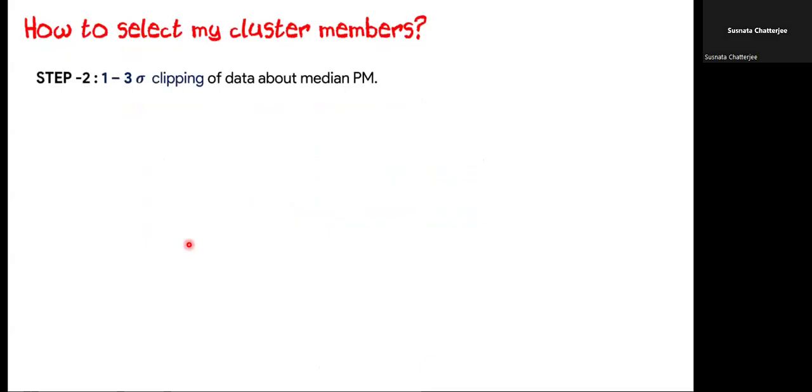Step 2. We perform a 1 to 3 sigma clipping of data about the median PM. Now, why median? This is because the median is more robust to outliers.